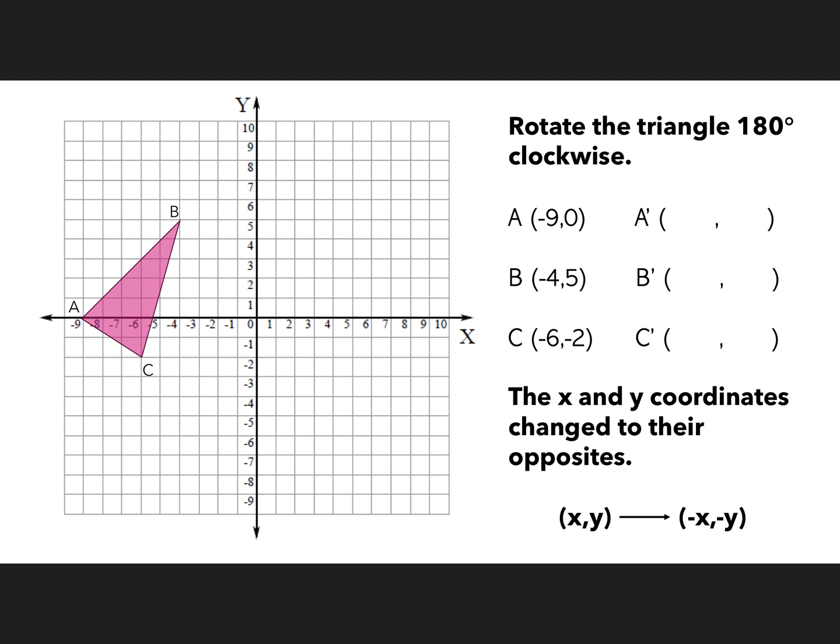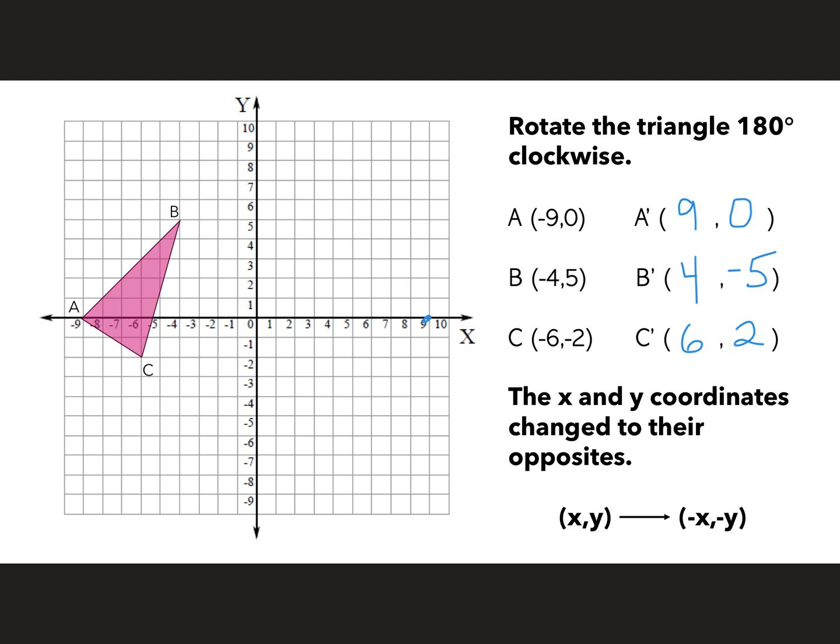Let's see, everything changes to its opposite. So -9 becomes a +9. 0 doesn't really have an opposite, it's just 0. B is going to be +4, -5. And C is going to be +6, +2. Remember, they're just changing to their opposites. Let's go ahead and plot those.